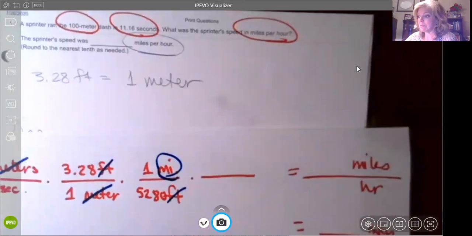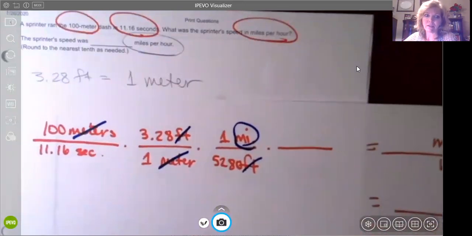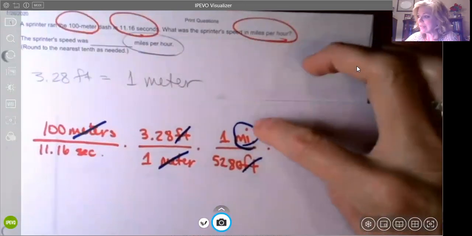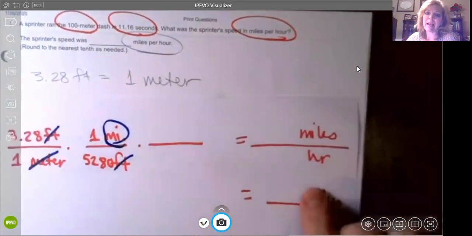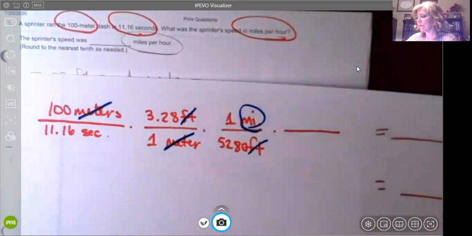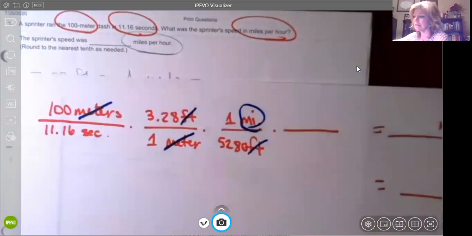I'm done with my distance, but I'm not done with my time. I now have miles per second. I don't need seconds, I need hours. And you can go at hours from seconds a couple of ways.